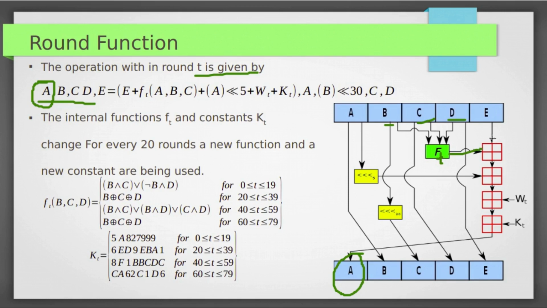Add that result with the value in register E. You will get some new value here. Add this value to the value of A that is left rotated 5 times. These two will be added. This result again will be added to Wt. This Wt we already computed, which comes from the message schedule. We will get another result that will be added with the Kt value. It is some constant. The result of this operation will be the value for A. Copy this final value into register A.